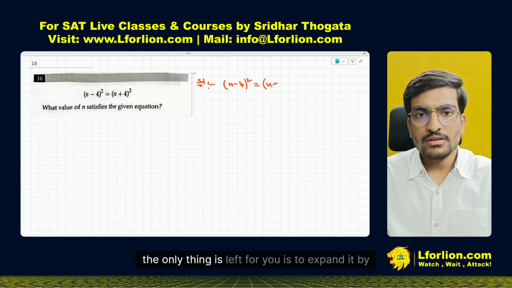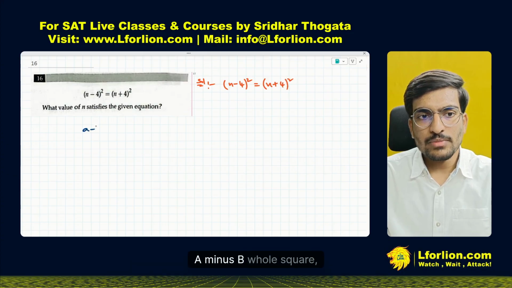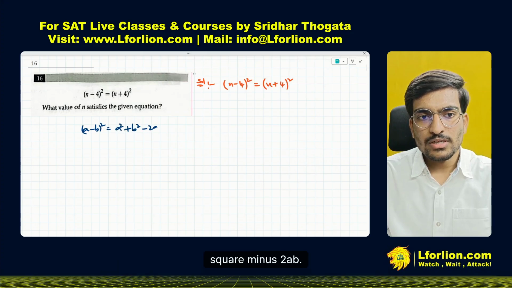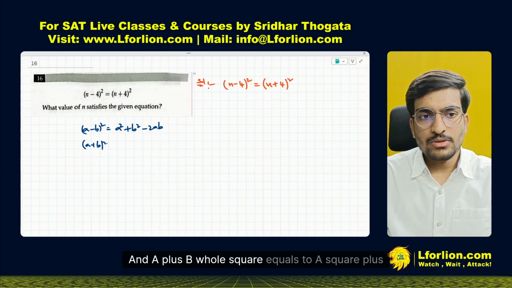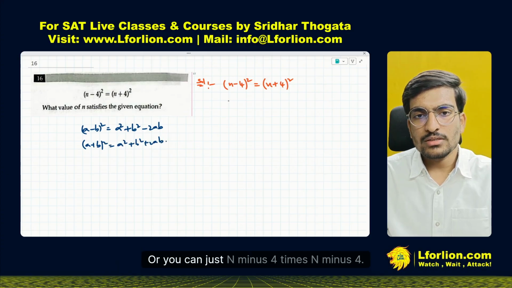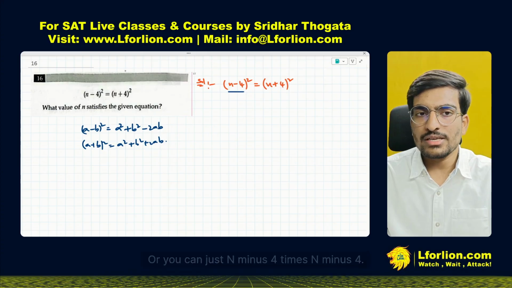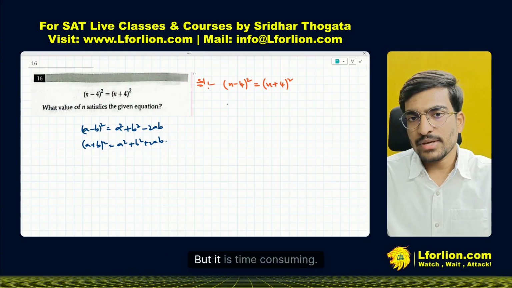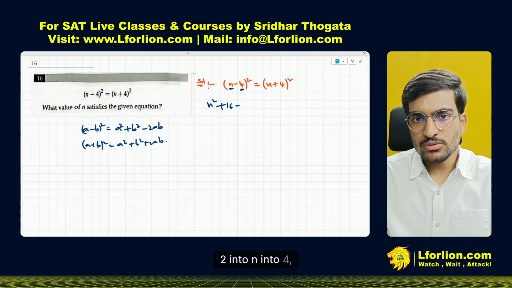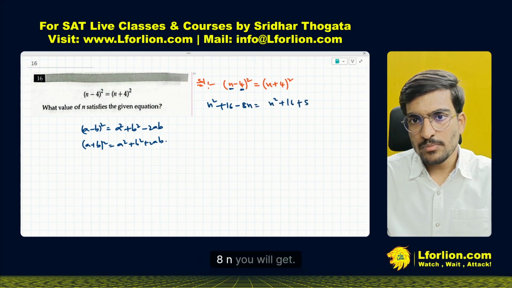The only thing left for you is to expand it by applying (a plus b) whole squared and (a minus b) whole squared. (a minus b) whole squared equals a squared plus b squared minus 2ab, and (a plus b) whole squared equals a squared plus b squared plus 2ab. Apply it directly, or you can write (n minus 4) times (n minus 4). You can do it that way as well, but it is time consuming. So n squared plus 16, that is 4 squared, minus 2ab, which is 2 into n into 4, negative 8n. And on the other side, n squared plus 16 plus 8n.